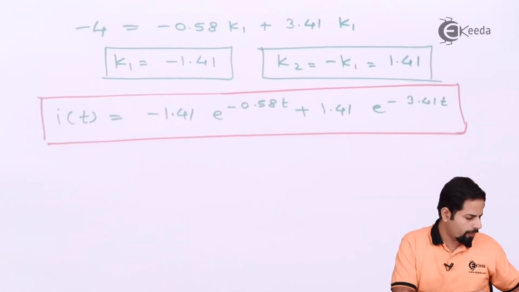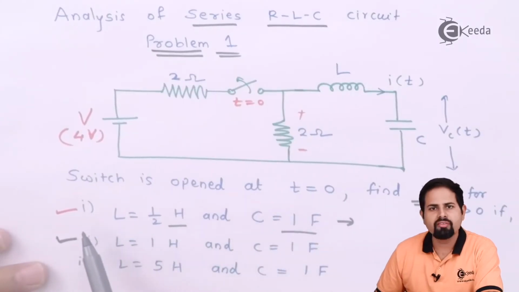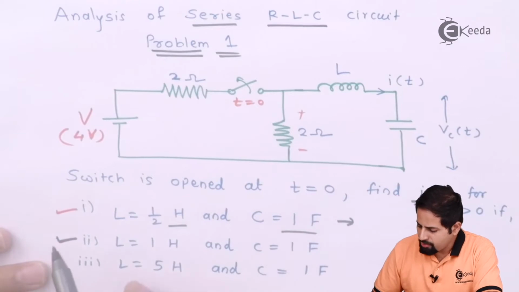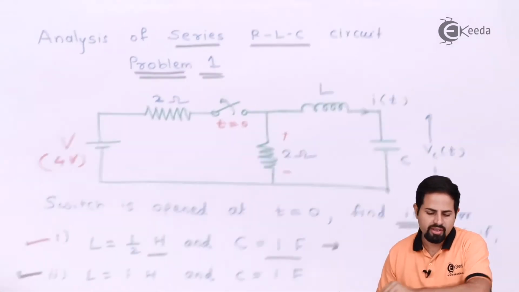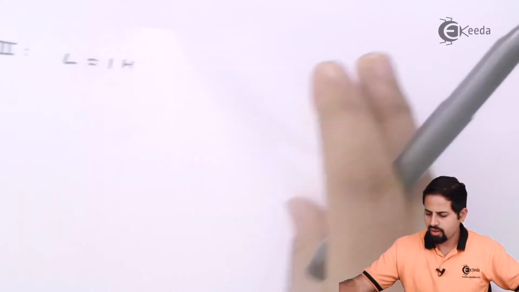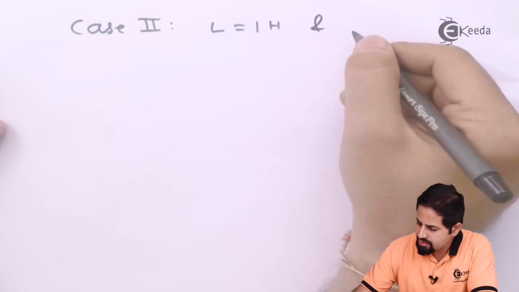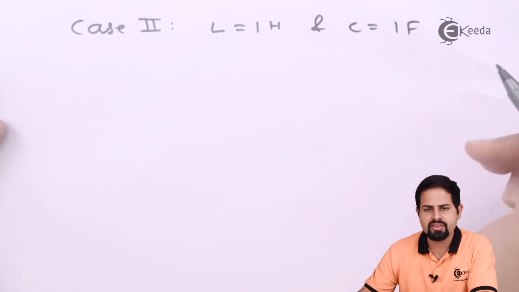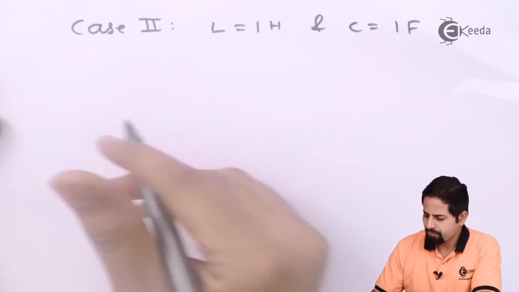Now if you see the problem, there is one more case. So we will go to the very first page. So if you see the first page, we are done with case 1. Now it's time to see the case 2, where L is 1 Henry and C is 1 farad, and for this case 2 we have to do the whole procedure again.